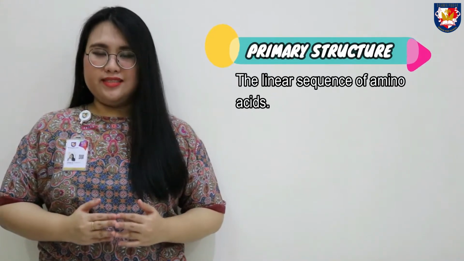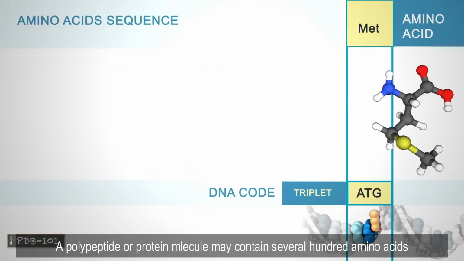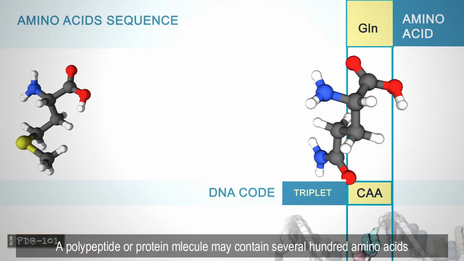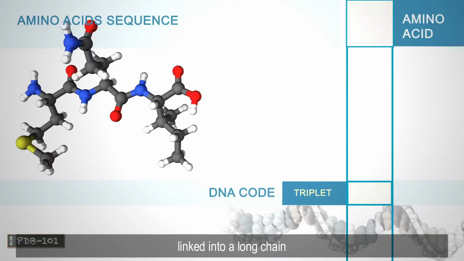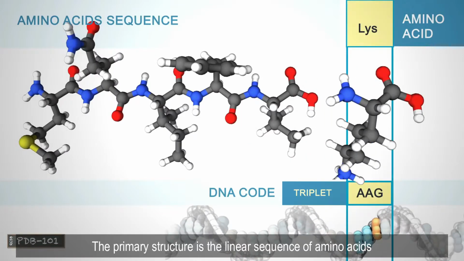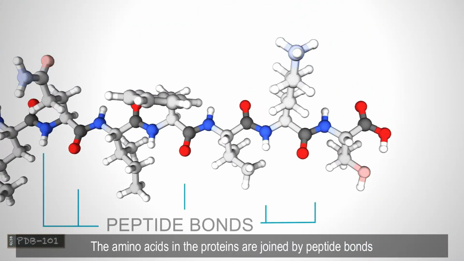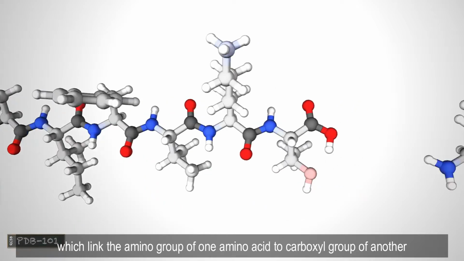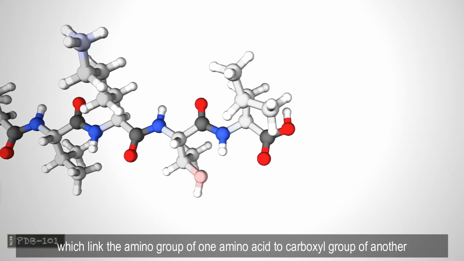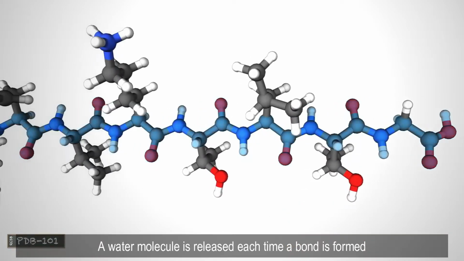Let's talk about the primary structure. Primary structure is the linear sequence of amino acids. A polypeptide or protein molecule may contain several hundred amino acids linked into a long chain. And we know the primary structure is the linear sequence of amino acids. The amino acids in the proteins are joined by peptide bonds, which link the amino group of one amino acid to a carboxyl group of another. A water molecule is released each time a bond is formed.